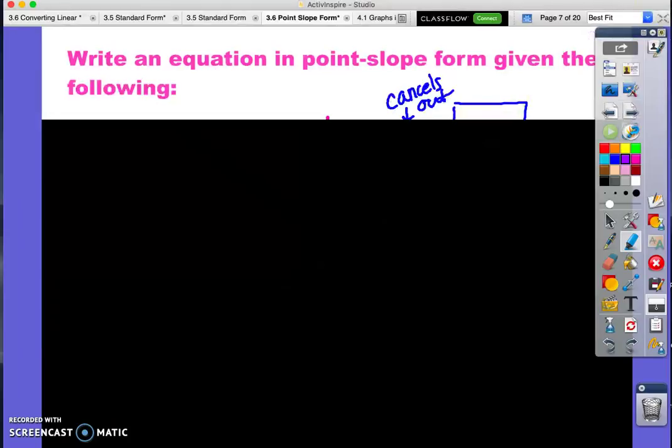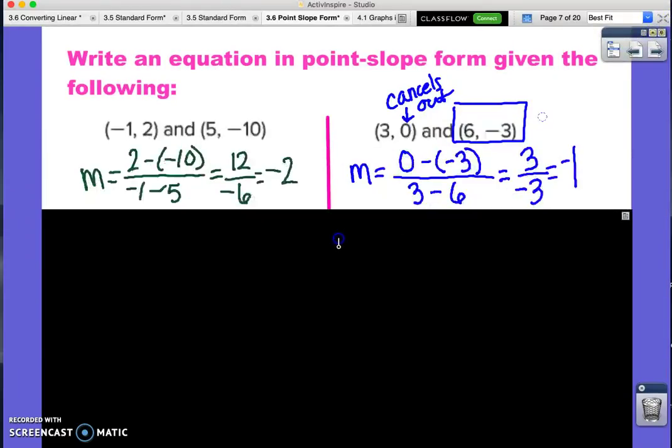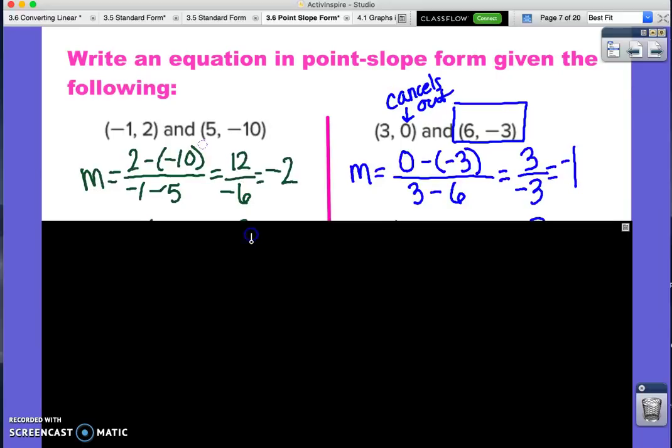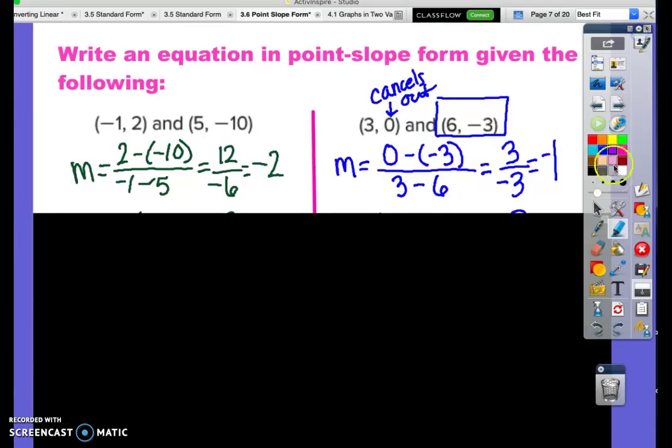Okay, write an equation in point-slope form given the following. So 2 things here. You're given 2 points, so point, slope, I need a point. I can choose either one of these, and then the slope, I will have to find out the slope. All right, after you have found the slope by subtracting the y's, and the x's, you have 12 over -6, which 12 divided by -6 is -2.